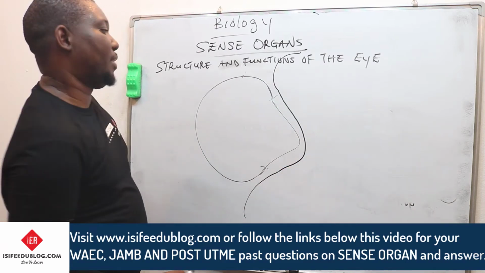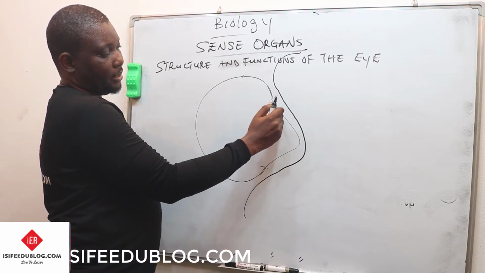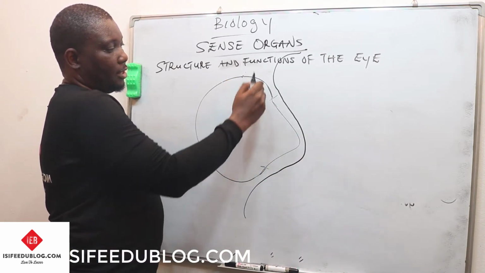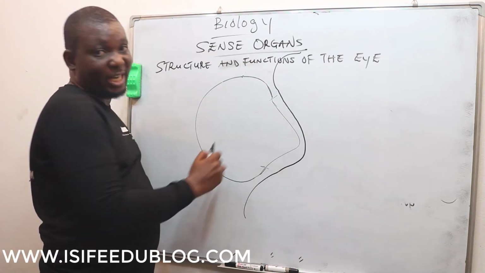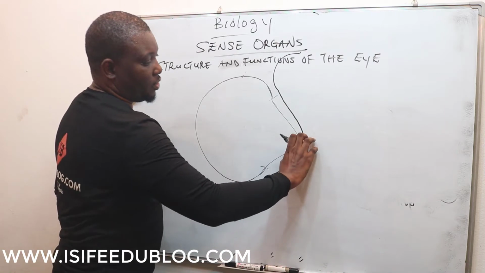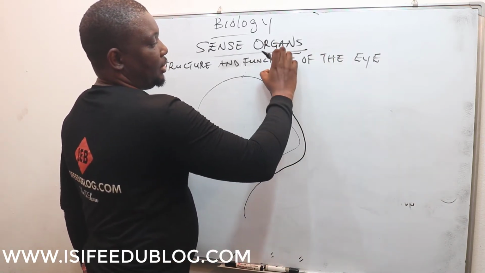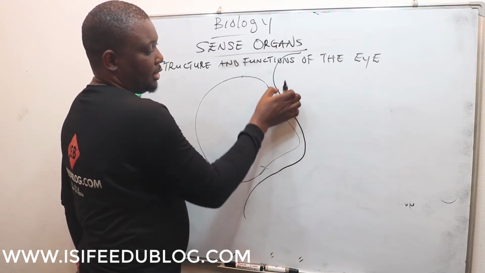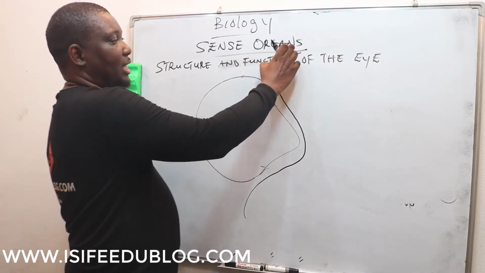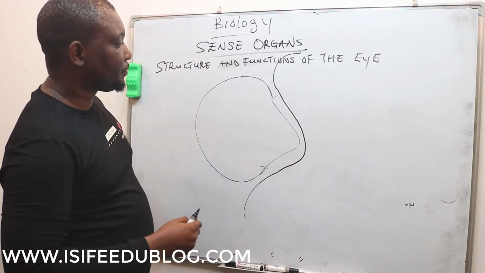This is the conjunctiva. The conjunctiva protects the cornea, but it's not protecting the sclera. The sclera gives protection to other underlying parts of the eye. So I have shown what gives protection. The extension of the conjunctiva here is your eyelid. This is your eyelid. The eyelid protects the eye from too much passage of light.